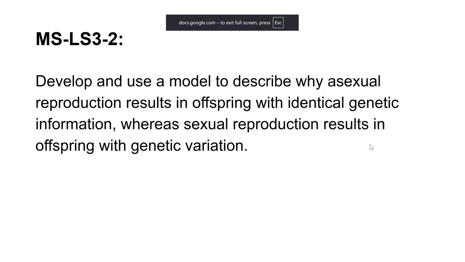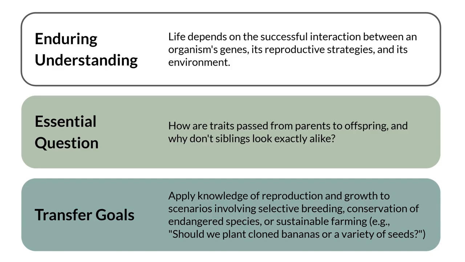Okay. Today's lesson is based on this NGSS standard. I'll move on. And the enduring understanding for this unit is that life depends on the successful interaction of three things. Your genes, right? Your reproduction, and your environment. Okay? These three things allow us to make sure that we can continue having children, right? And survive as a species.